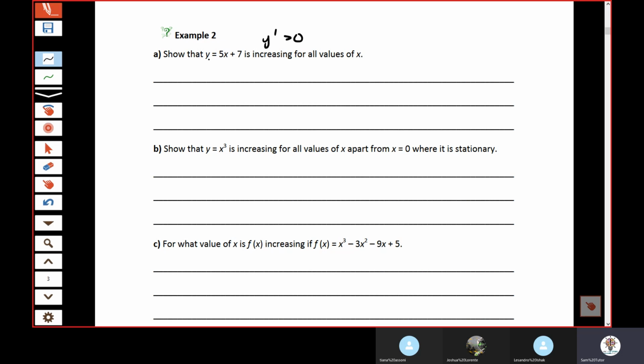It says, show that this is increasing for all values of x. You see how you just wrote that? It's what you've got to always do when you're studying. Good work. All right, here we go. y dash equals 5, and therefore? Oh, no, you don't need to get to that point yet. Therefore, just greater than 0.